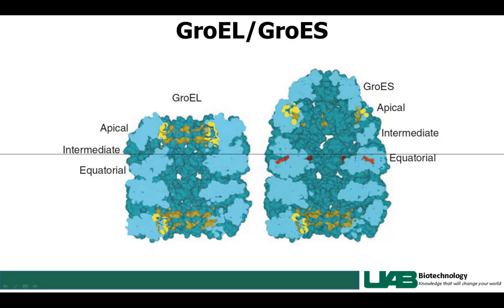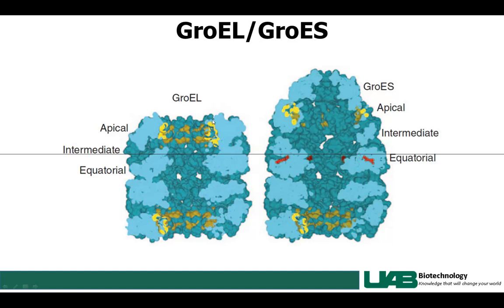So you can see that there's an equator right here, and there's an opening on top, a GroEL opening on the bottom. So there are two chambers right here, okay? And the GroES can either be attached to the top or attached to the bottom, but it's sort of like if it's attached to the top, the bottom is free. If it's attached to the bottom, the top is open. And we're going to see why that is.